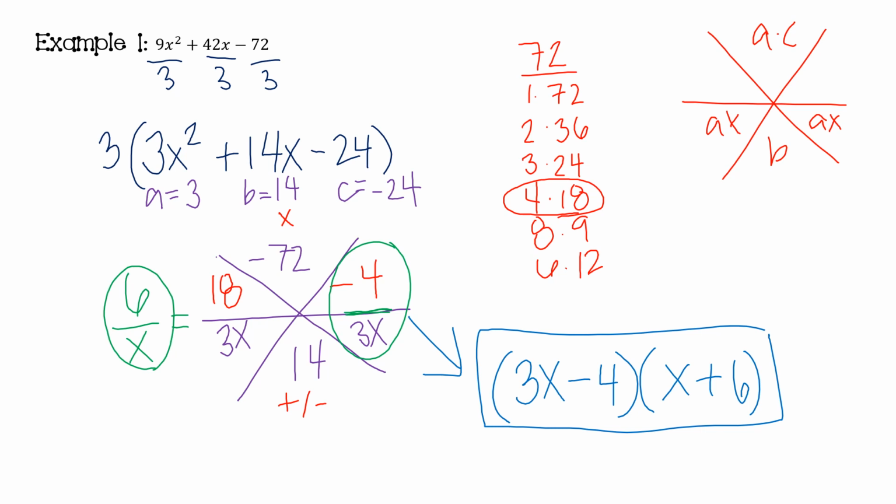And this is my answer. And it doesn't matter which order you write it in, so you could also write it x plus 6 and then 3x minus 4. It's a multiplication problem, so the order does not matter. And that's my factored form.